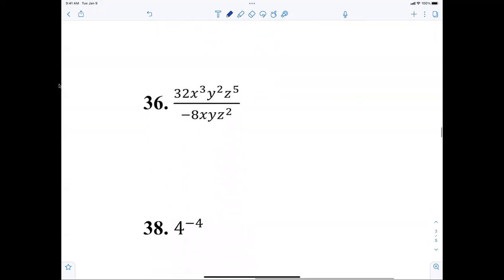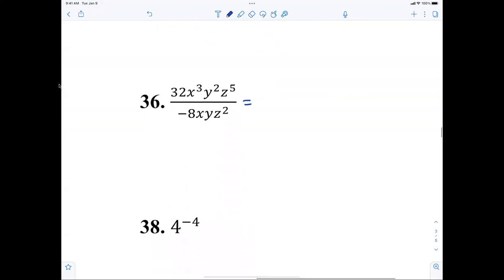Let's knock out 36. Looks like you got a hard one, but it's really simple. Okay, so -4 x to the second y. And then, why waste any time at all? That's correct. I don't need anything on the bottom, right? Because it's all a 1.